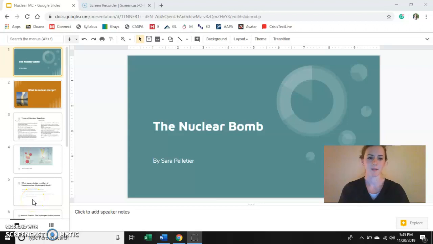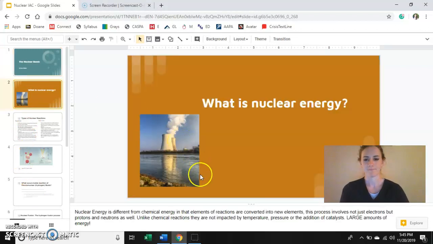So today I'm going to be reviewing some of the concepts behind the nuclear bomb, as well as nuclear energy and different types of nuclear reactions, and what occurs inside the reaction of the thermonuclear, fission, or fusion bombs. This is a picture of a nuclear reactor.